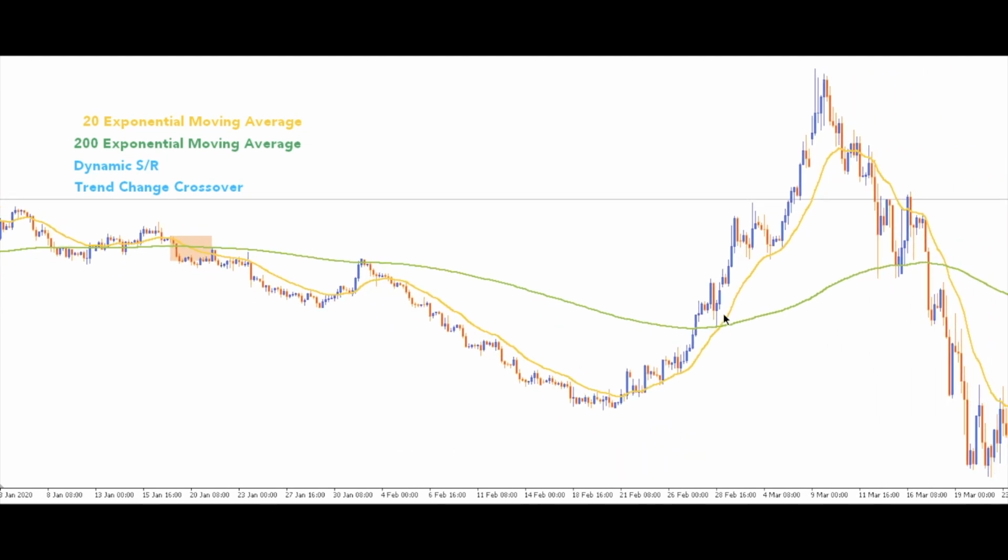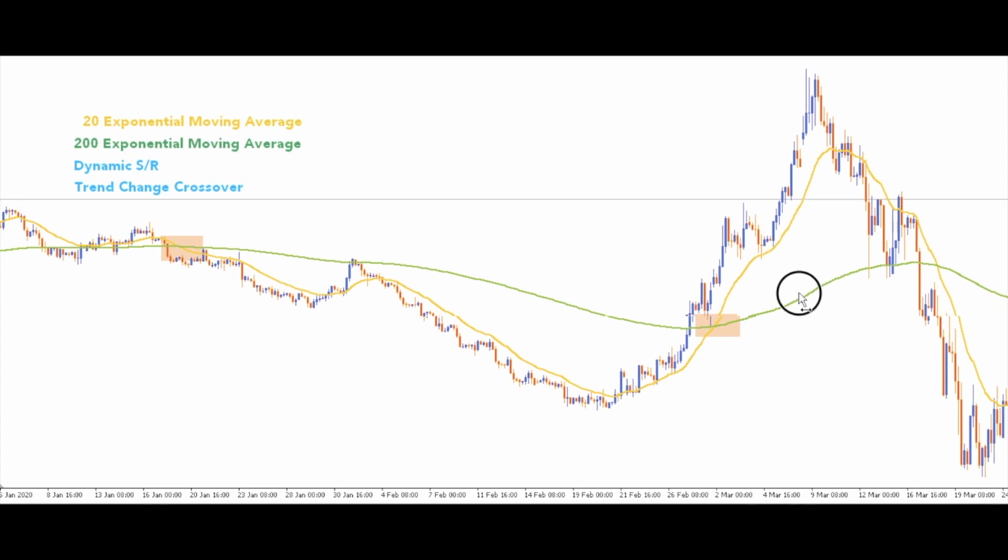Same as here, there was a kind of a crossover over here, and then the price moved higher. After a certain pullback, we got into the trade.